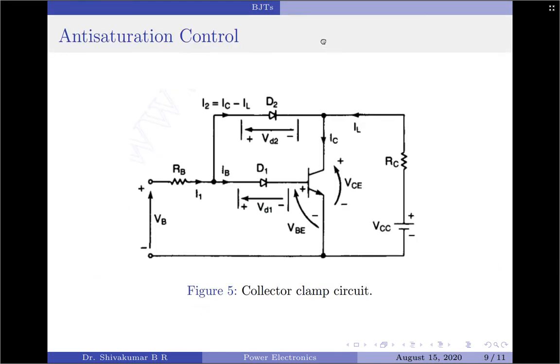A typical circuit that provides this operation, which is also called a collector clamp circuit, is given here. The base current, which is adequate to drive the transistor hard, can be found by applying a simple KVL to this circuitry. Now when you apply the KVL, what will you get? IB is equal to I1. Please note, IB equals I1 equals the base voltage minus the voltage across the diode D1 minus the voltage across the base emitter terminals of the BJT, the whole divided by the resistor RB.